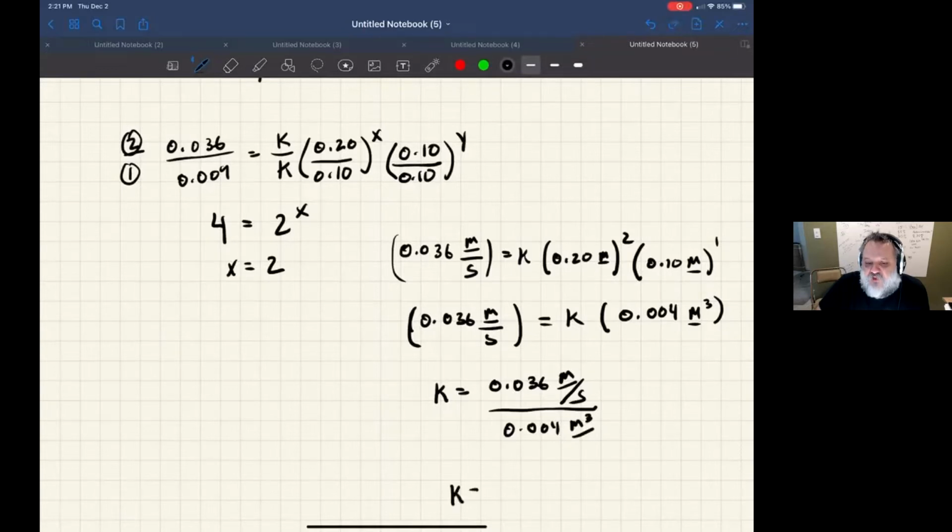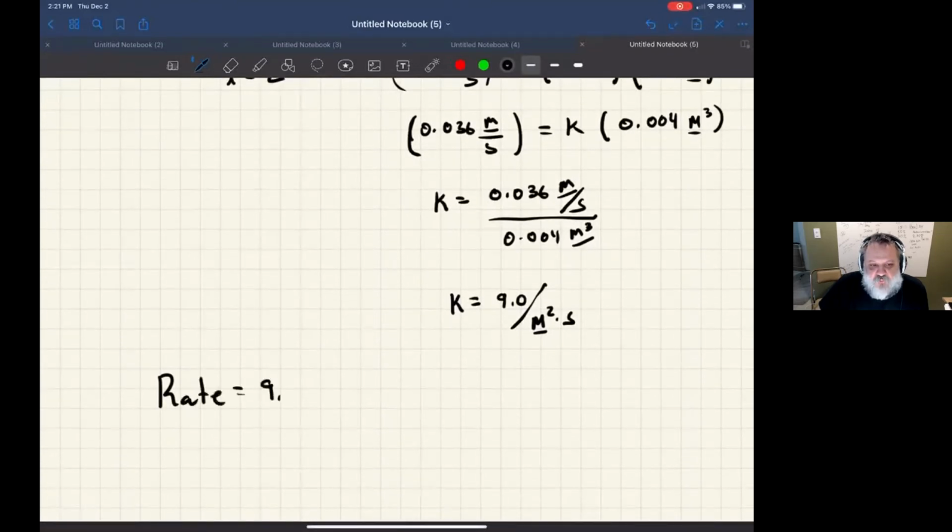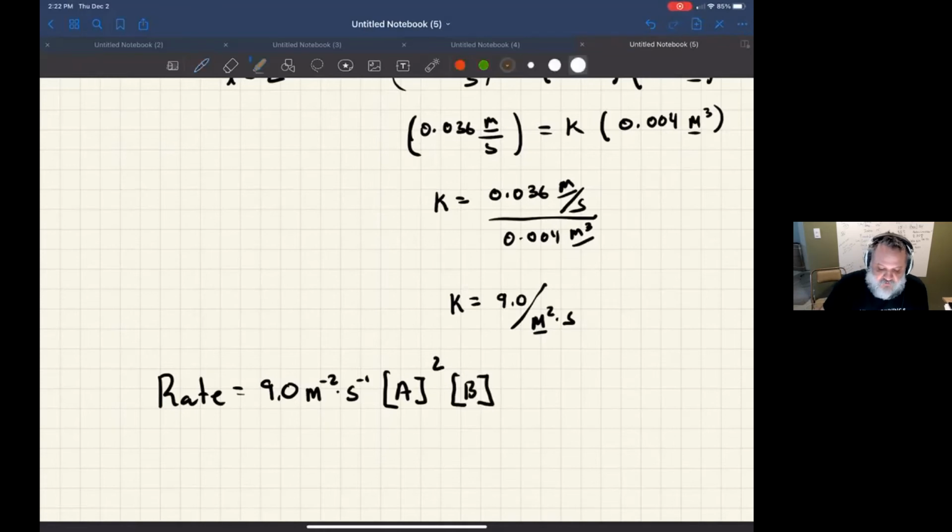And now, how's that going to cancel? Molarity cubed is going to cancel with the molarity at the top. I'm going to be left with molarity squared times seconds in the denominator. So I get 9.0 over molarity squared per second. And so if I want to put everything together, I'm going to write rate equals 9.0 molarity to the -2 times seconds to the -1 times the concentration of A to the second power times the concentration of B to the first power. And this is the full rate law. And that's what the question was asking you to get.